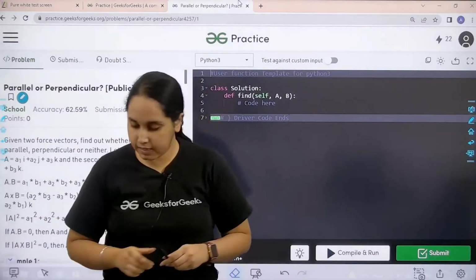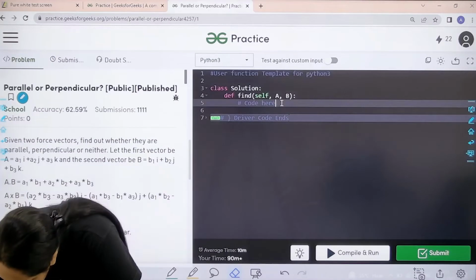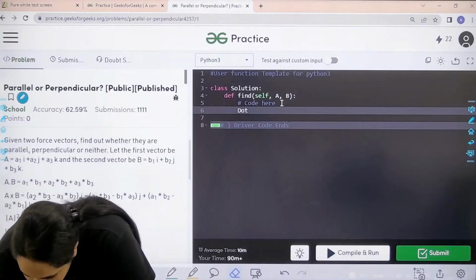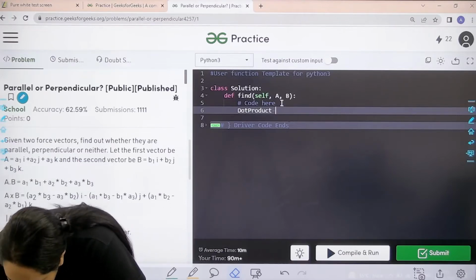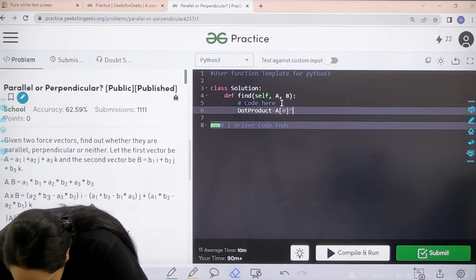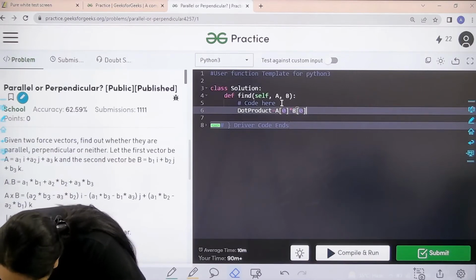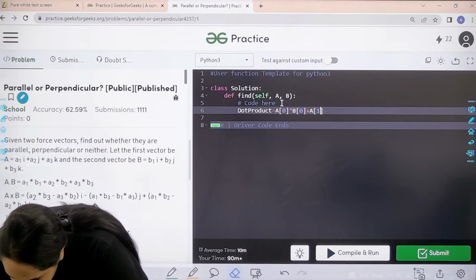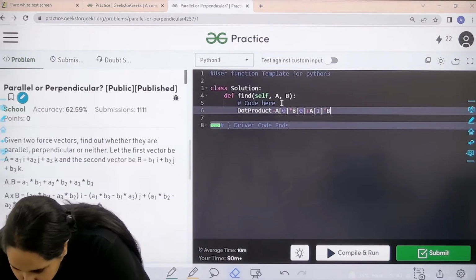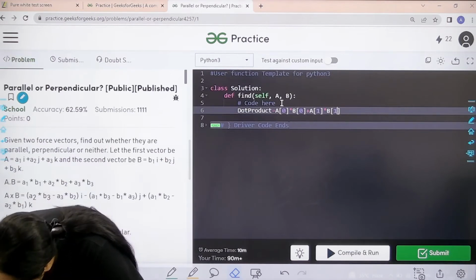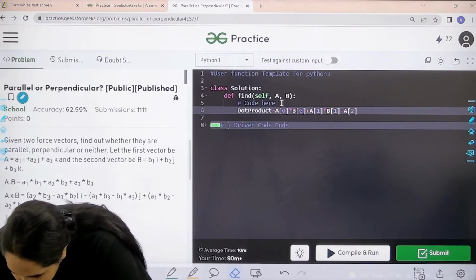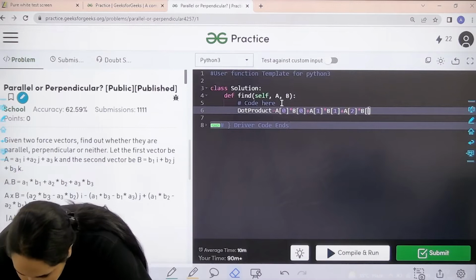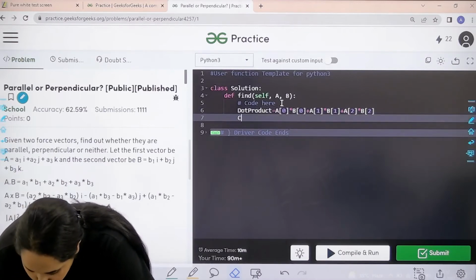So let's start. First I will find the dot product. The dot product is equal to A 0, that means the first element, multiplied by B 0, then plus A 1 multiplied by B1, then plus A2 multiplied by B2. This is the dot product, and now the cross product.